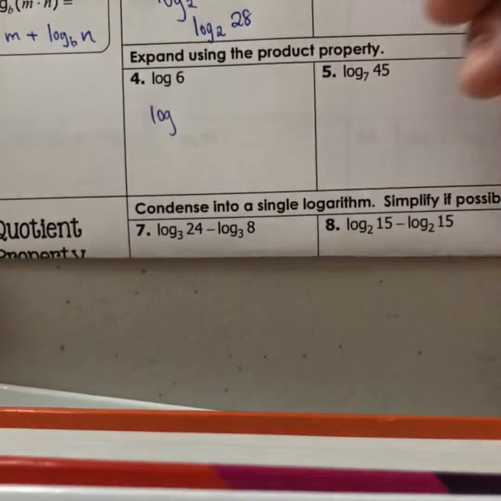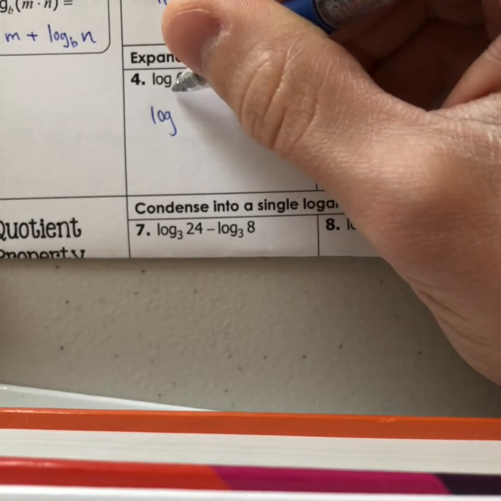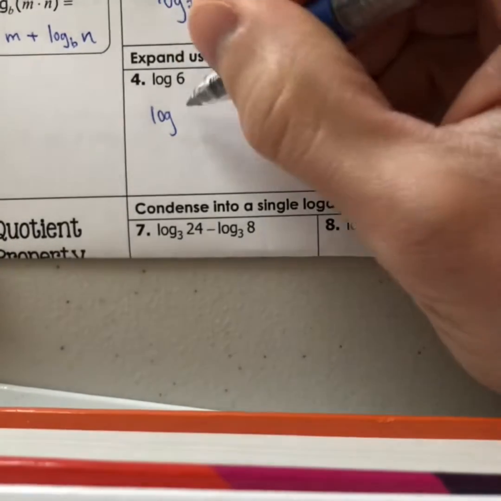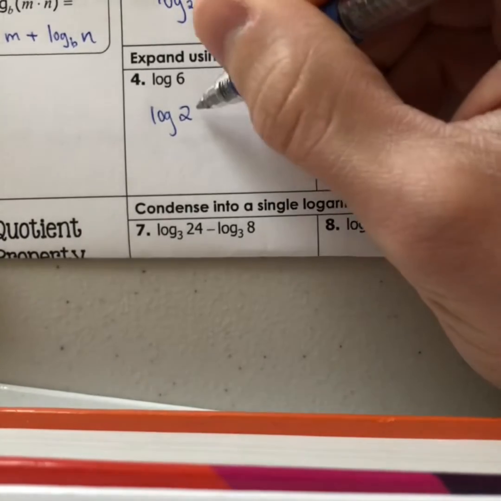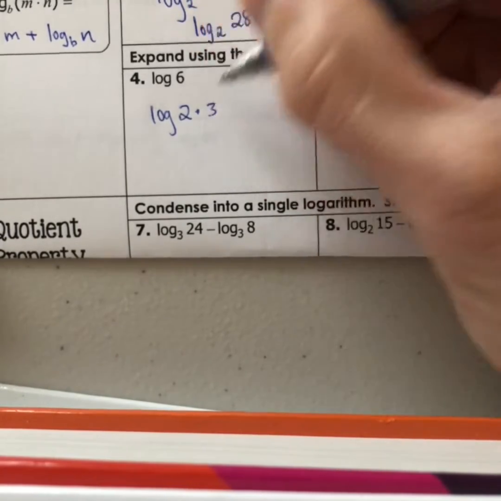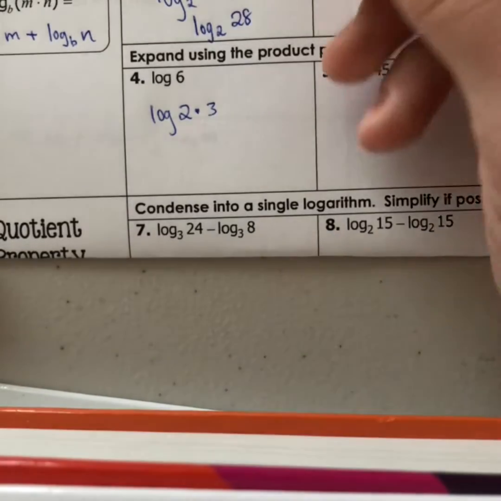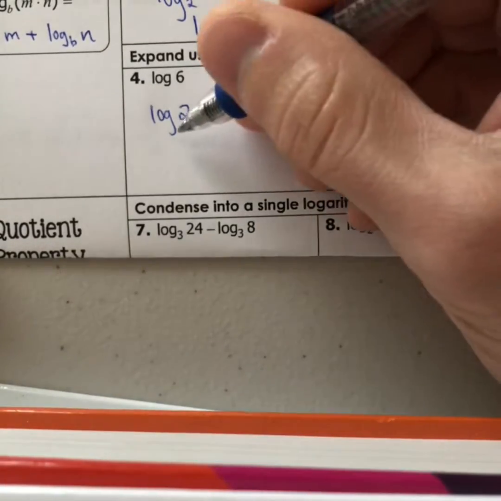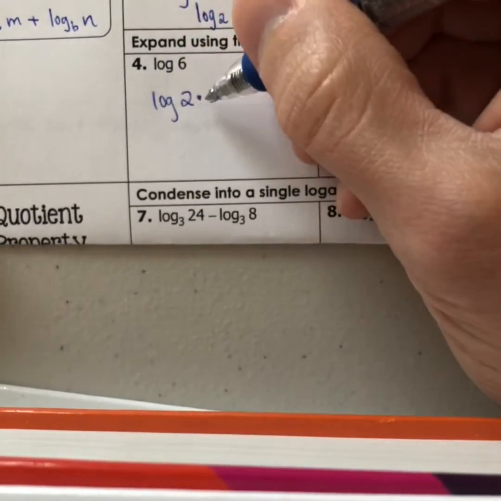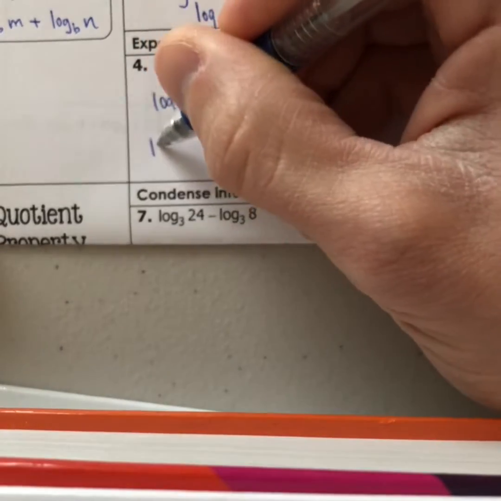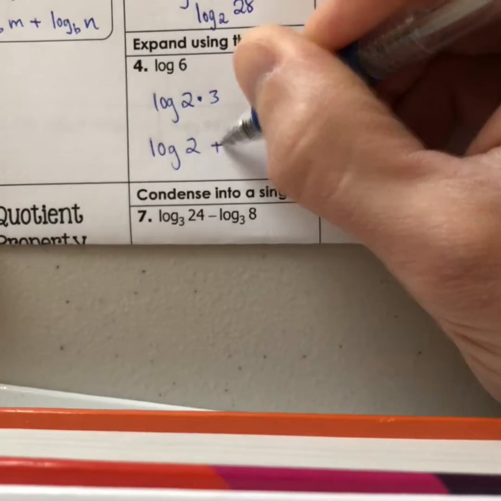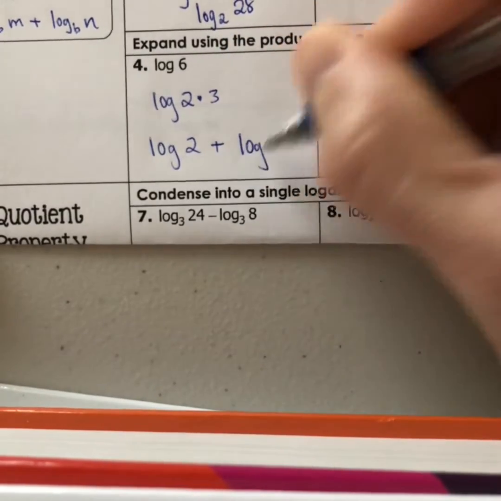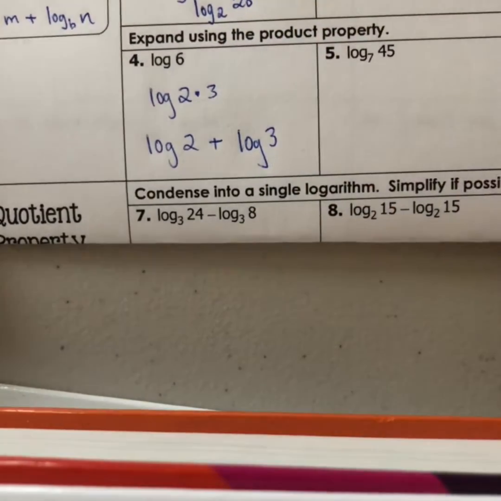We'll just keep the common log here. Remember, if you don't see anything, we assume that's base 10. That's called the common log. So we could say log of 2 times 3. 2 times 3 equals 6, right? So now we can expand this since it's multiplication, we turn it into addition. We're going the other way. All right, so log of 2 plus log of 3.